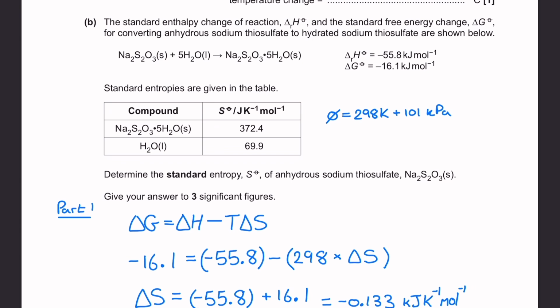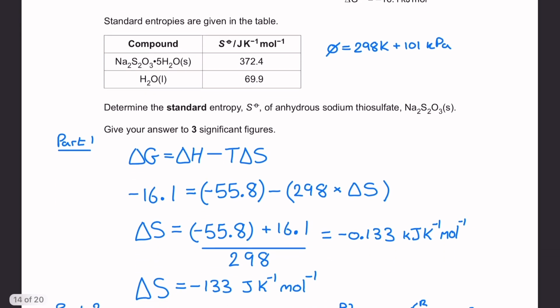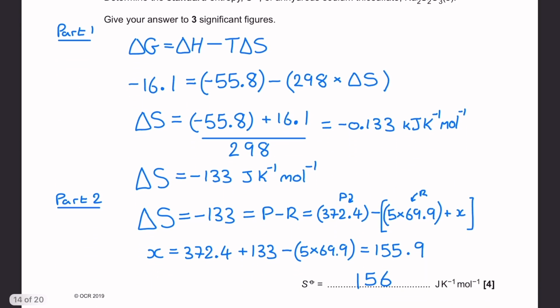Next up for part B, let's have a look at how many times they reference the word standard in this question, shall we? The standard enthalpy change of reaction and the standard free energy change for converting anhydrous sodium thiosulfate to hydrated sodium thiosulfate are shown below. Standard entropies are given in the table. Determine the standard entropy for anhydrous sodium thiosulfate. Give your answer to 3 sig fig. And if we didn't think they said standard enough, check out the thetas all the way through here. This is standard condition indication. So it's standard, standard, standard, standard. And the reason they're saying it all the way through like this is because they didn't want to tell you the temperature. And by saying standard all the way through, you're meant to interpret that it's 298 Kelvin.